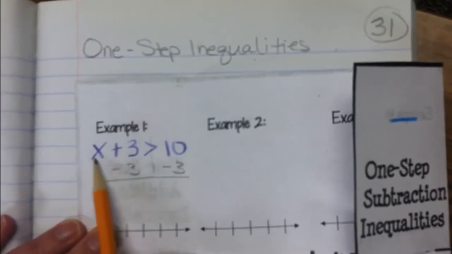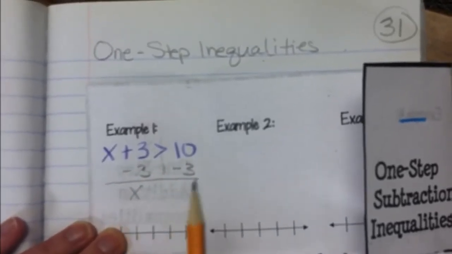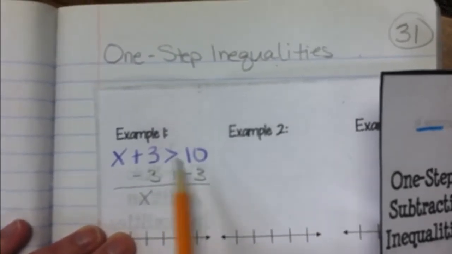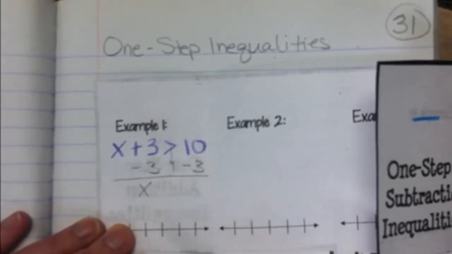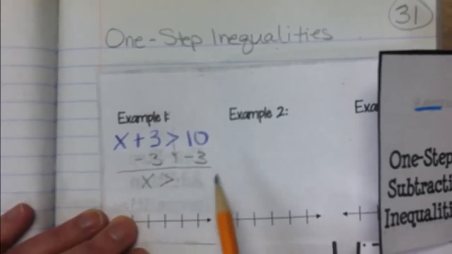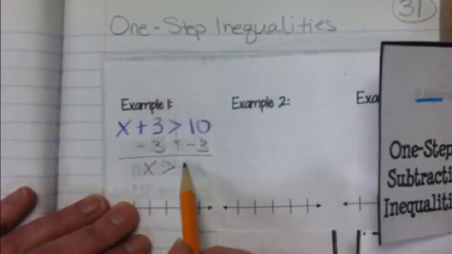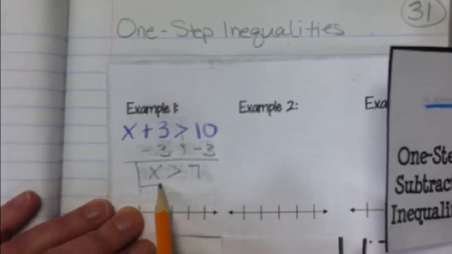And what we have on this side of our inequality is the x. Now, in the past, we would write an equal sign, but since there is no equal sign, what we do is we just carry down our inequality sign. So we're going to carry down the greater than sign, and now we're going to do the math of 10 minus 3, so it is 7. And then we box our answer.